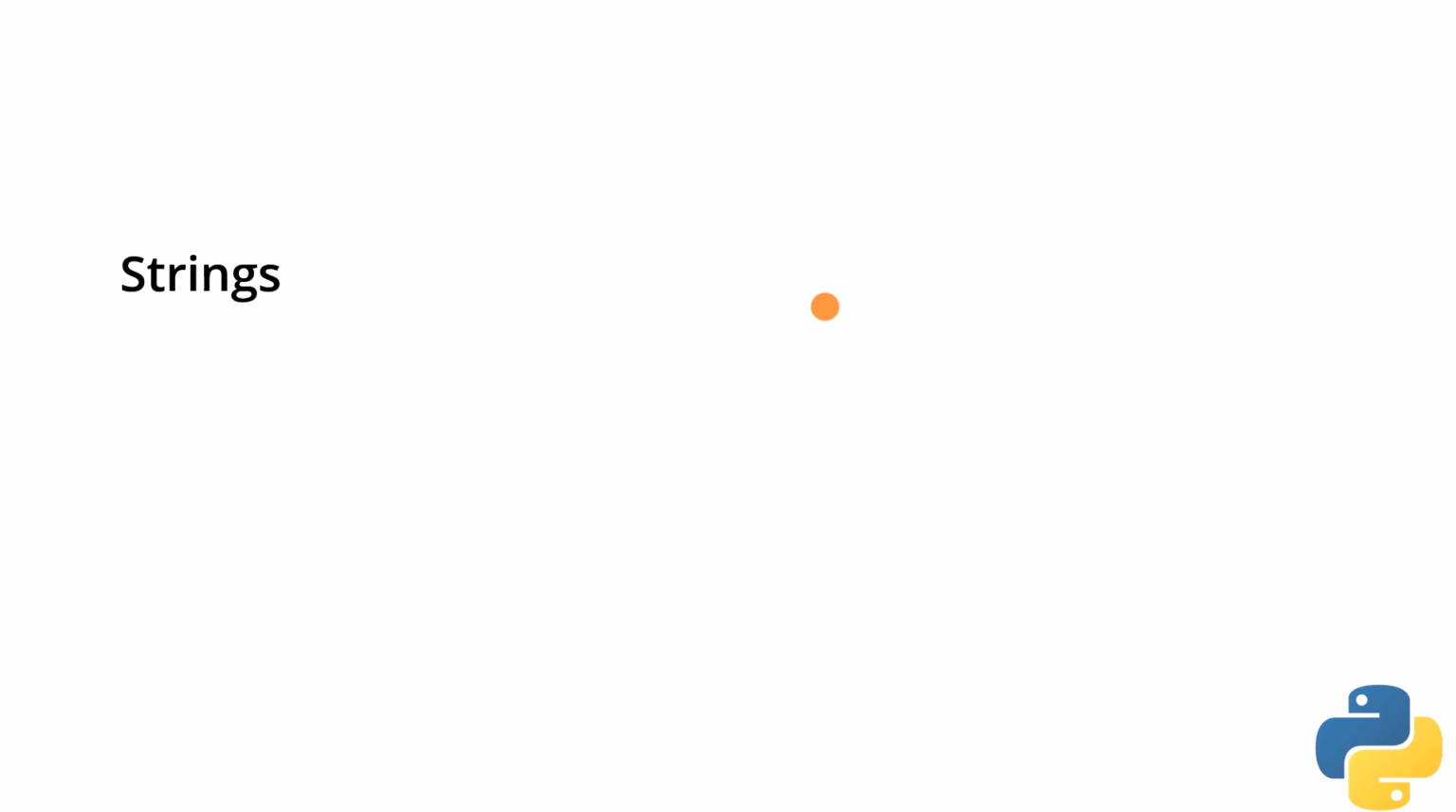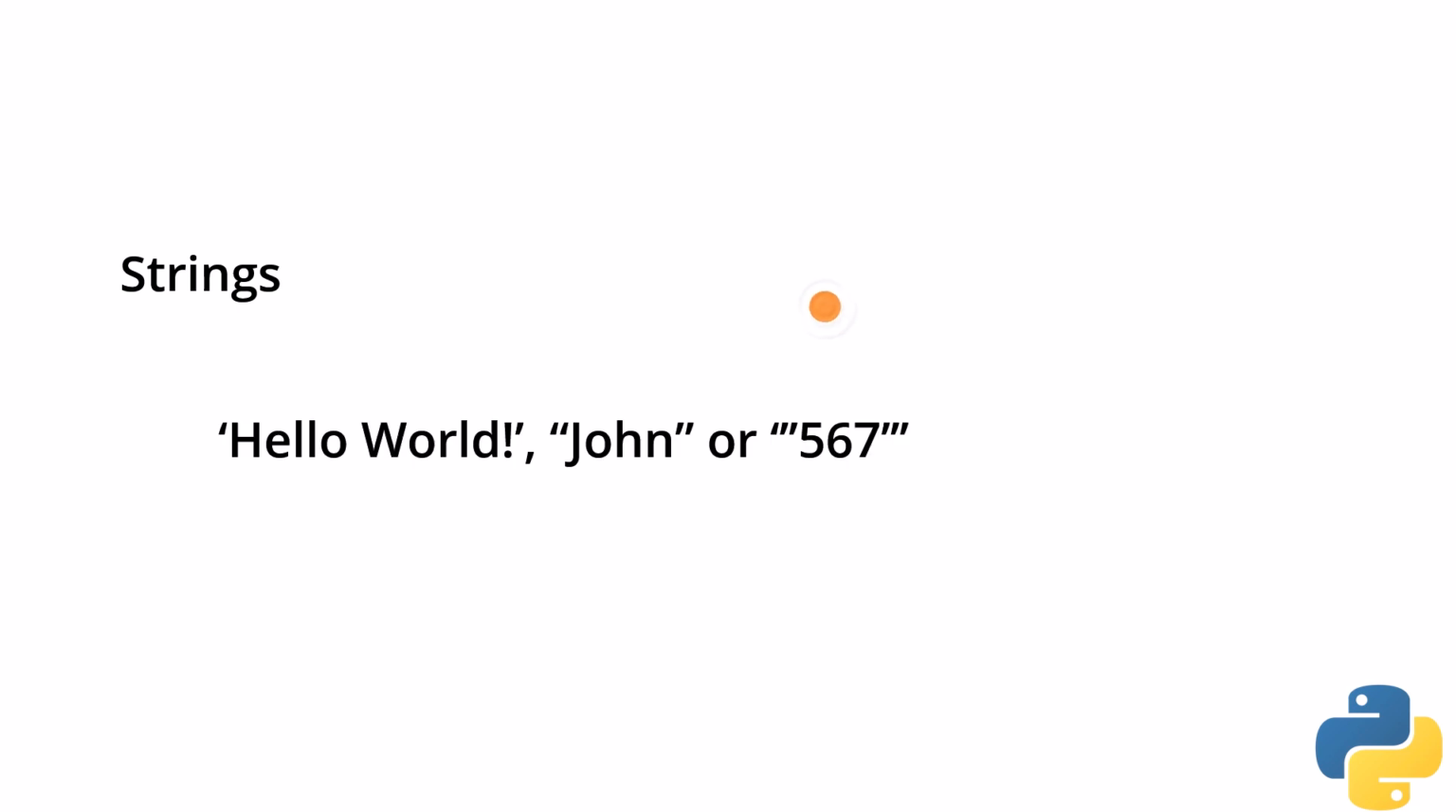The next one is strings. They are sequences of characters enclosed in either single or double quotes or in triple quotes. For example, we have 'hello world', which is in single quotes, and we have "John", which is in double quotes, and we have '''567''', which is in triple quotes. That's an example of a string because it is in quotation. So if it was without quotation, it would have been an integer.